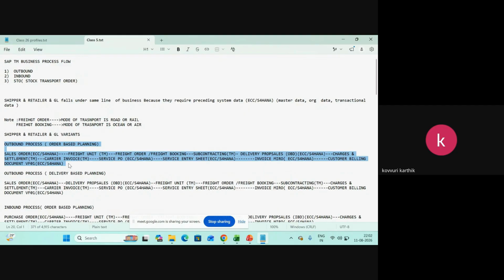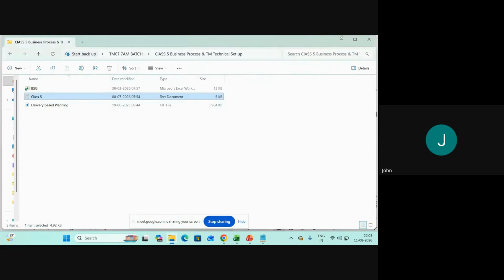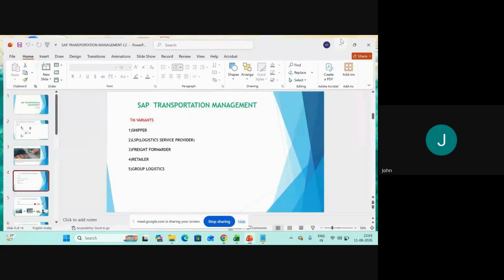Got it. So what is the duration of this course, how many days? It's around 45 to 50 hours, 45 plus. So you are going to cover real-time scenarios as well, right? I'll provide the real-time scenarios. I'll show some, but you need to work on that.